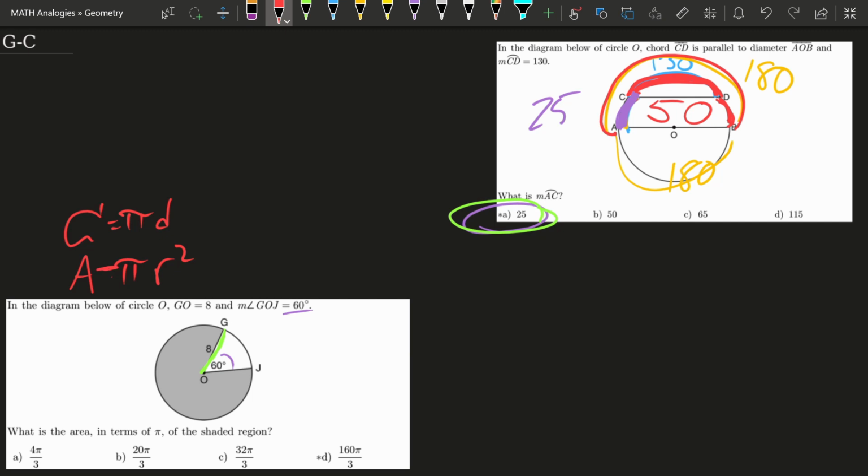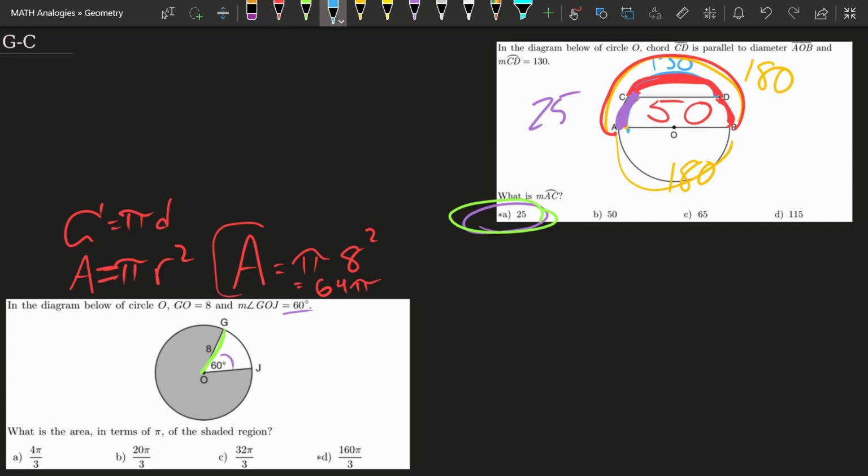The area, A, is pi times r squared. The radius is 8. So the area of the full circle would be pi times 8 squared, or 64 pi. That's good and all, but we're not dealing with the full circle. We're dealing with a portion of it. So what portion do we have, or what's missing?